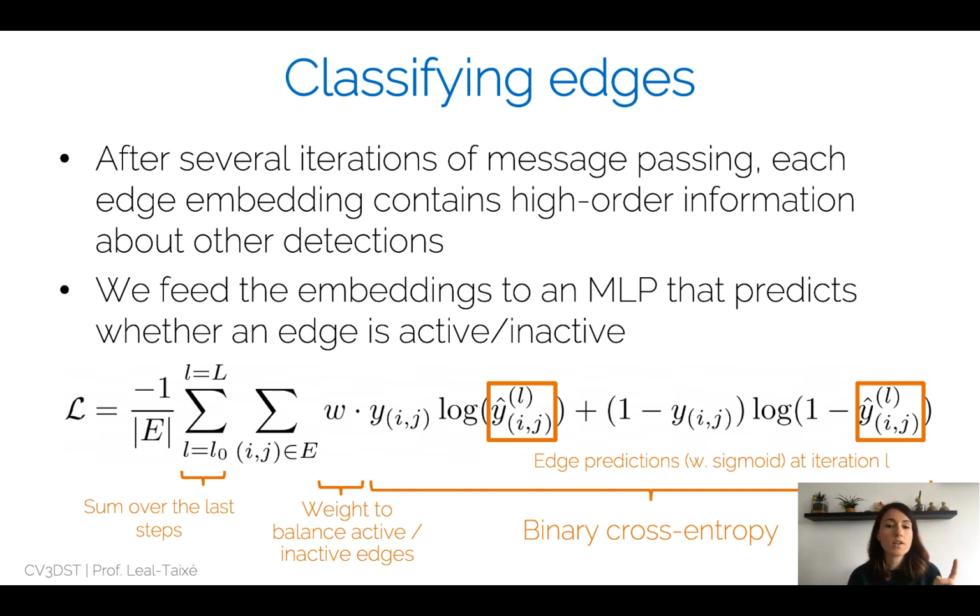But we actually have to differentiate the training procedure, which means accumulating predictions for the last L steps, from the testing procedure. The testing procedure simply performs 12 message passing steps, and at the end, we make the prediction.